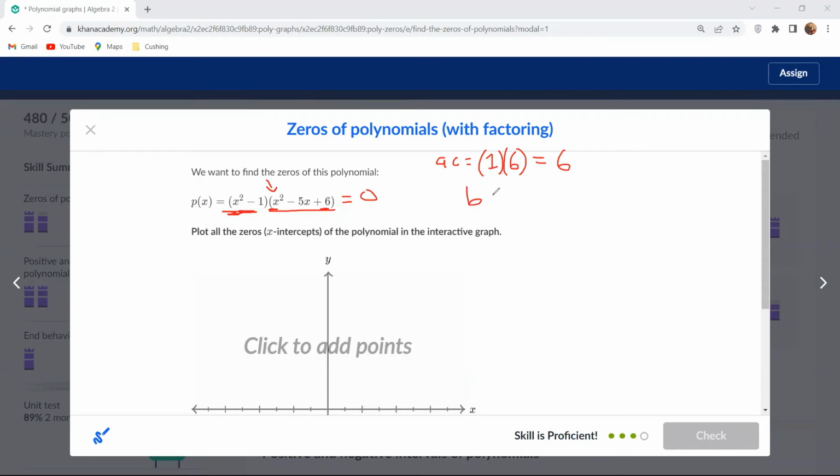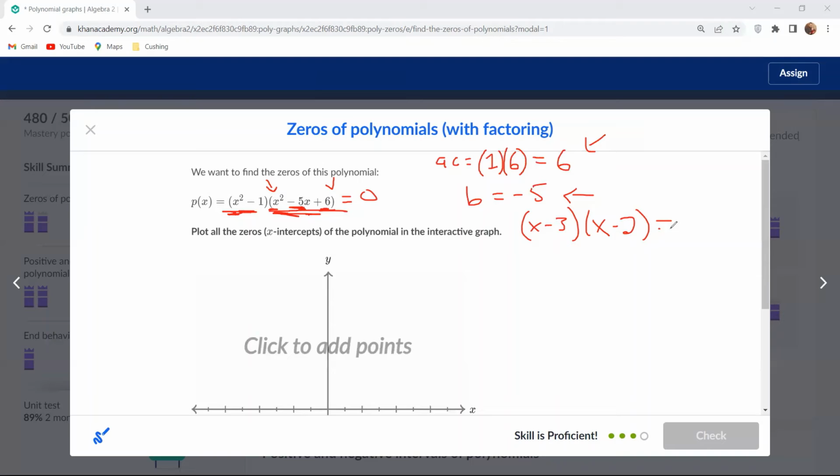And then B is -5. So I need two numbers that multiply to +6 and add to -5. So take a sec, get those numbers in your head. I'm getting -3 and -2. So it looks like I can factor this as x minus 3 times x minus 2. You could always check that. -3 times -2 is +6. Nice. X times x is x squared. And then we get -3x, -2x. That gives us the -5x.